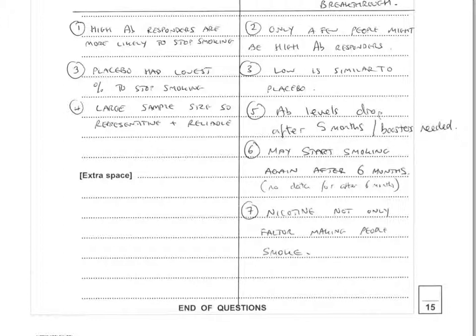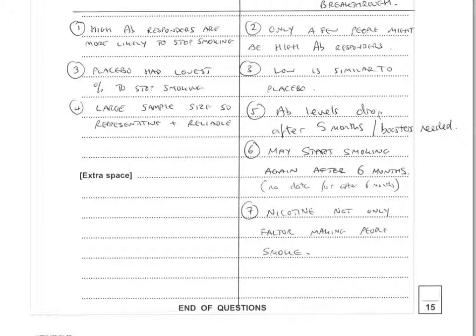So first of all, the idea that the high antibody responders are more likely to stop smoking. So we saw that number was over 50%. Another point, the placebo had the lowest percent to stop smoking. So all the antibody ones are higher than the placebo, and have a higher chance to stop smoking. And it did tell us in the text we've got a large sample size. So always put these both together. This means it's representative and reliable.